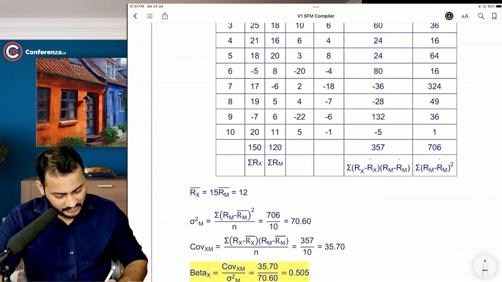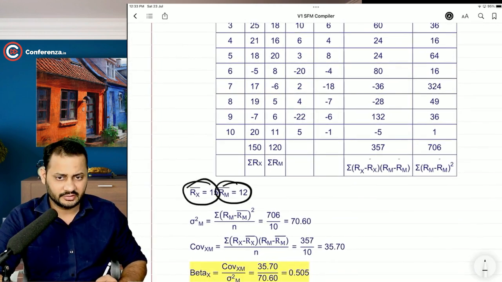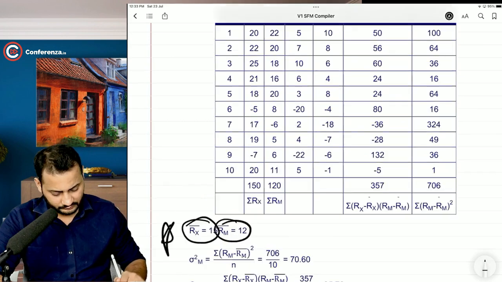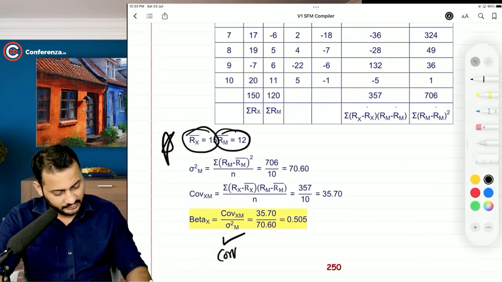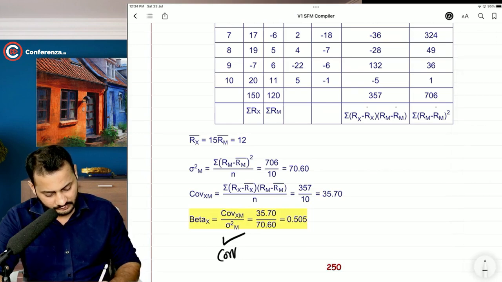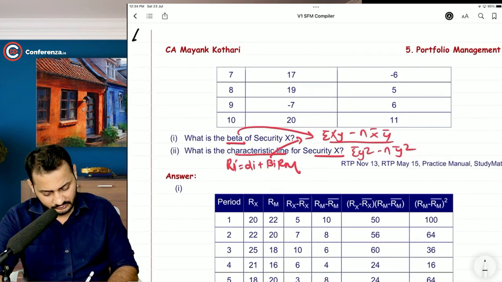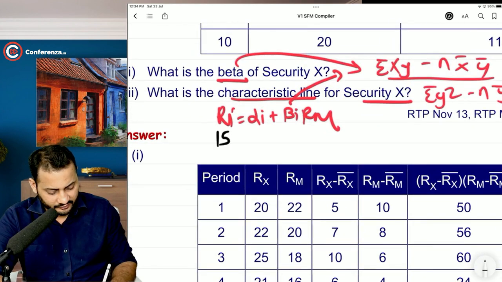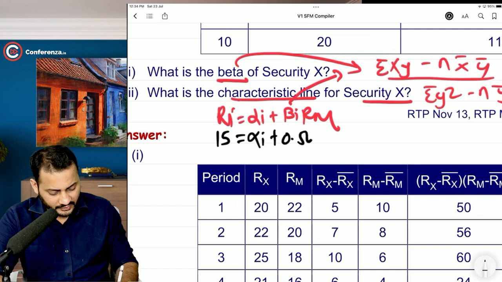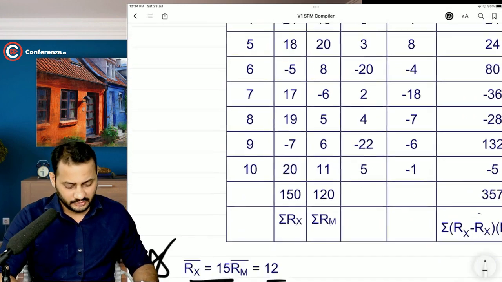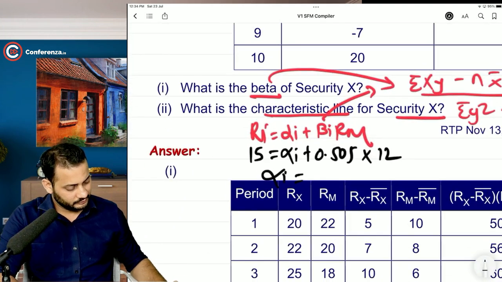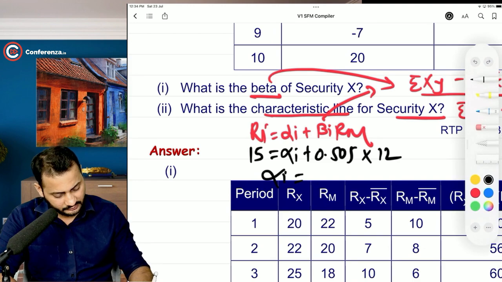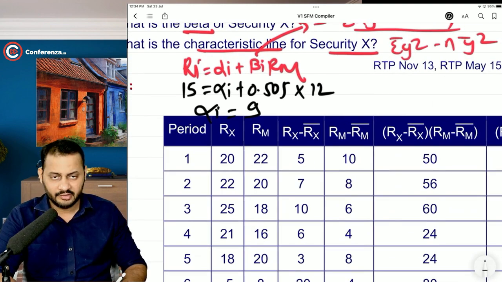See, there are two answers, Rm and Rx, which are 15 and 12%. Calculate the security's characteristic line. This is 15 is equal to alpha i plus 0.505 into 12. Am I right? So you can calculate the alpha with this figure. What is alpha? Alpha is 9%. So alpha is 9, beta is 0.505.